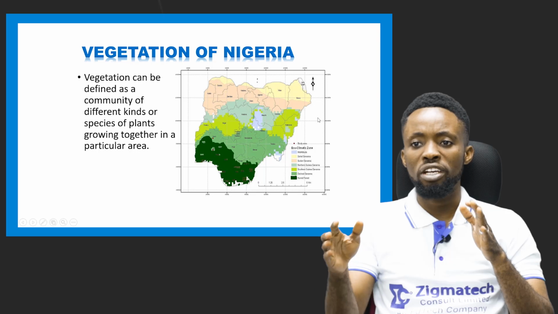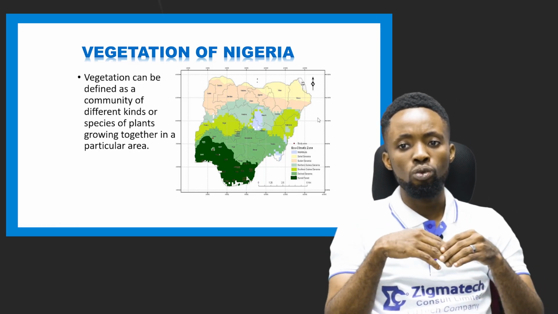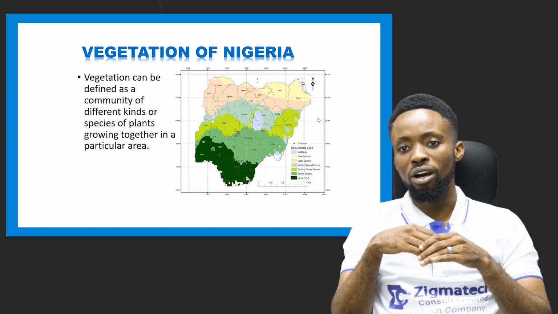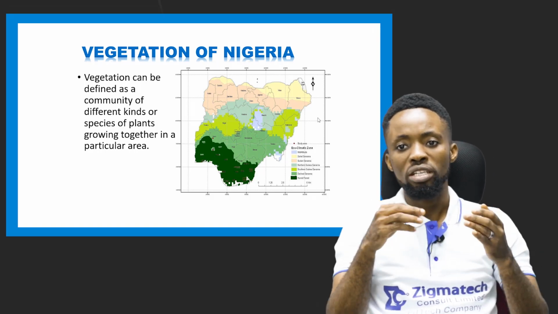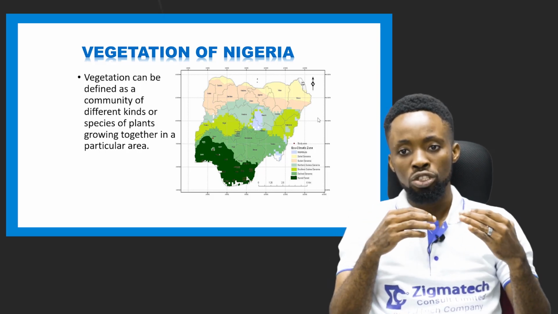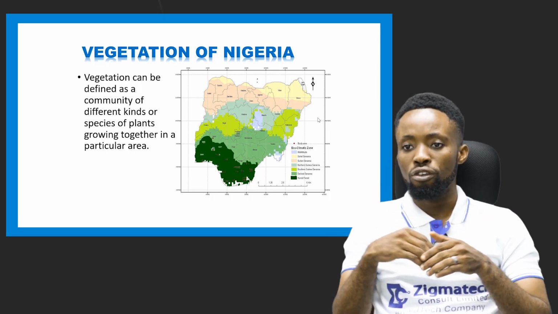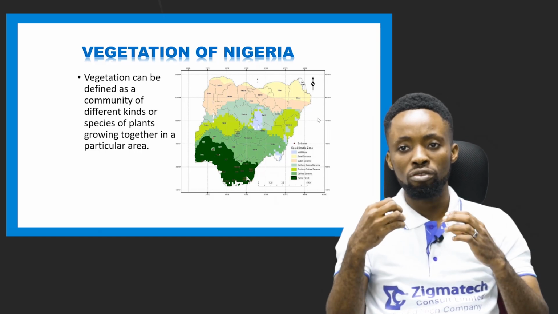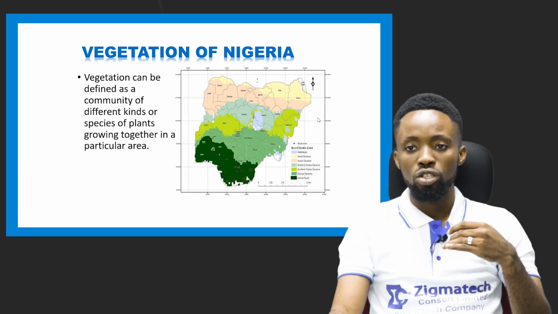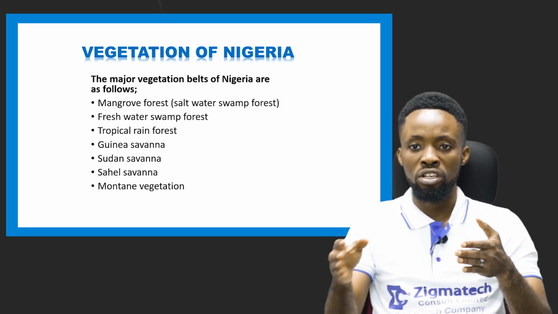So let's talk about the vegetation of Nigeria. When we talk about vegetation, we're talking about the plant species that can be found in a particular place, or the community of plants that we can find in a particular geographical location. So for Nigeria, the vegetation differs from one climate to the other. So let's look at this vegetation.